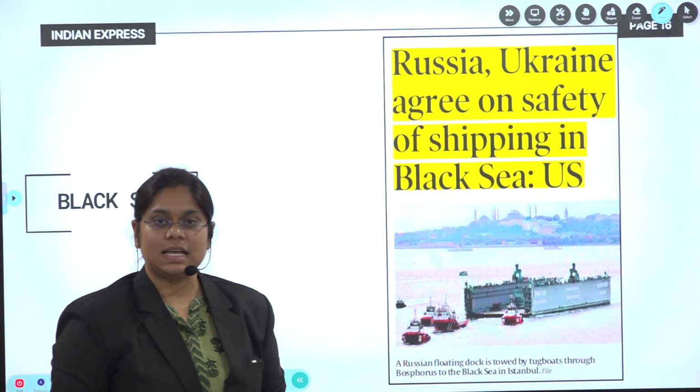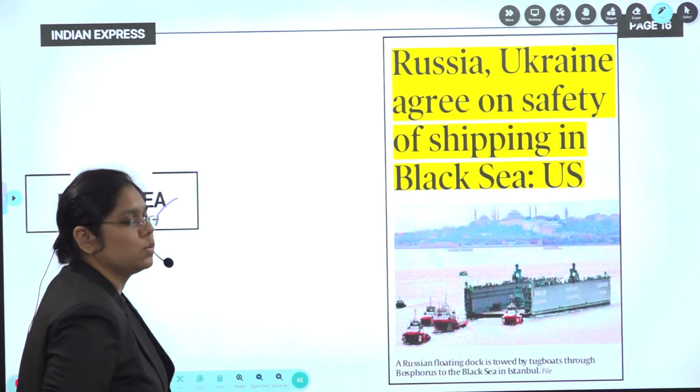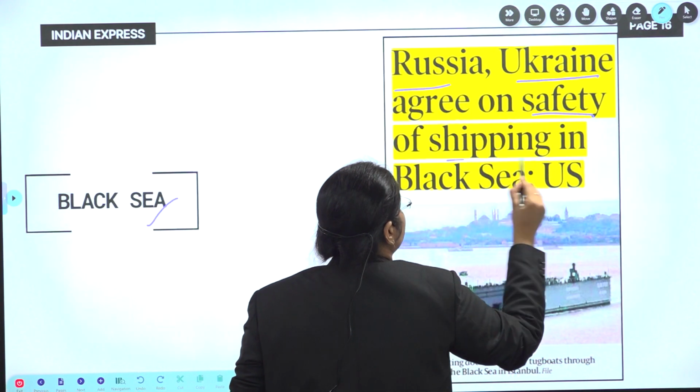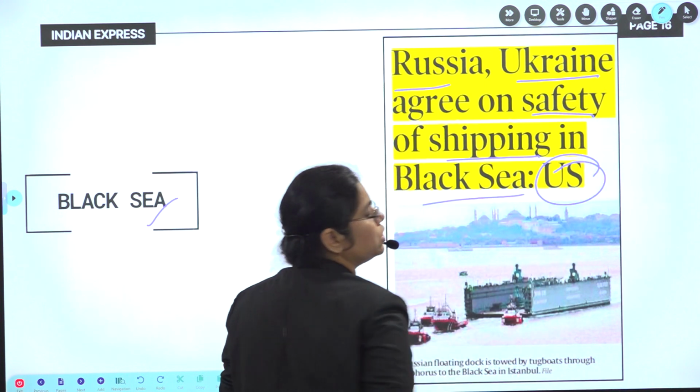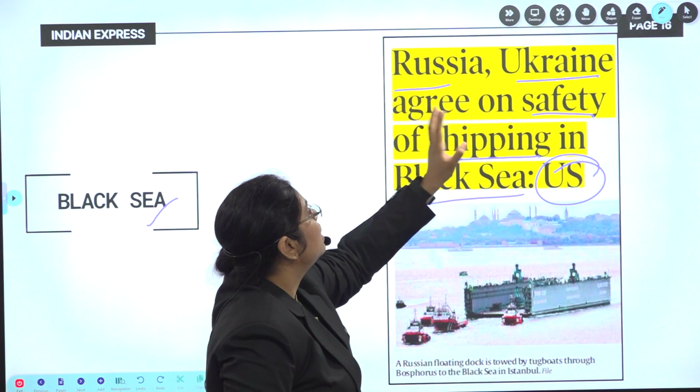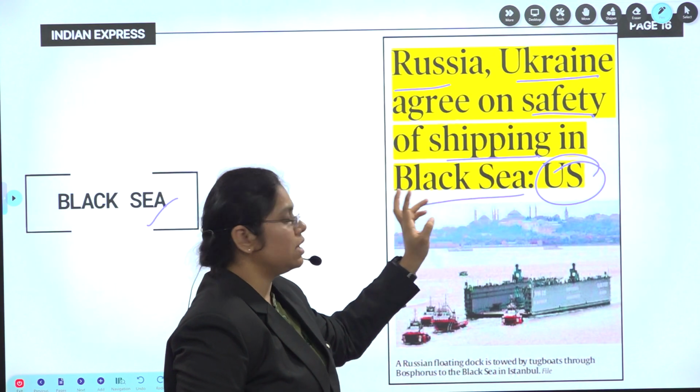Now, let's see the next article, that is about the Black Sea. Now, why is it in the news? Because Russia and Ukraine agreed on safe shipping in the Black Sea, brokered by the US. Okay, so Russia and Ukraine have agreed on the safety of shipping in the Black Sea.